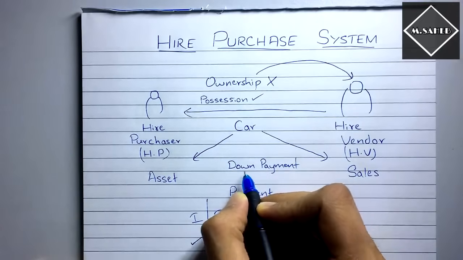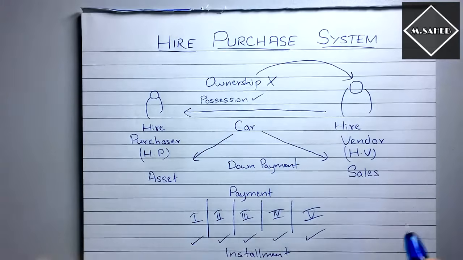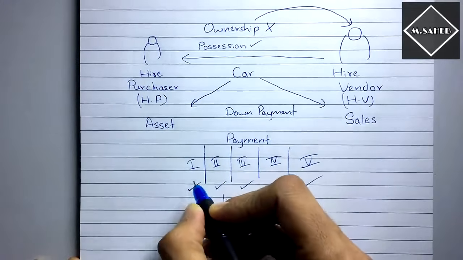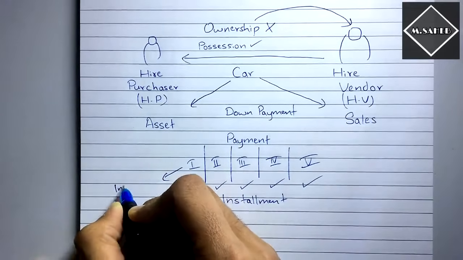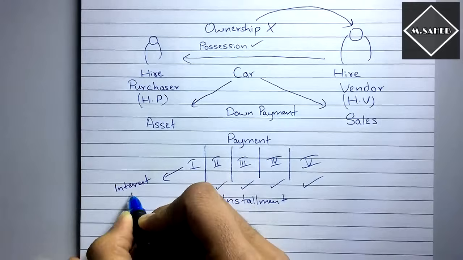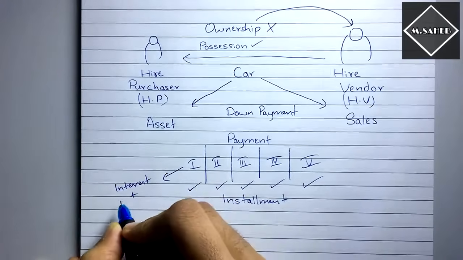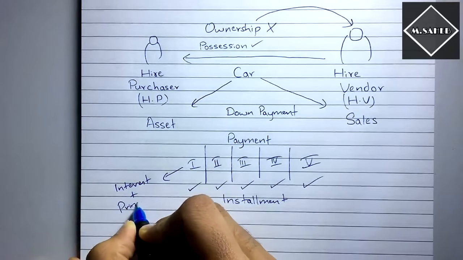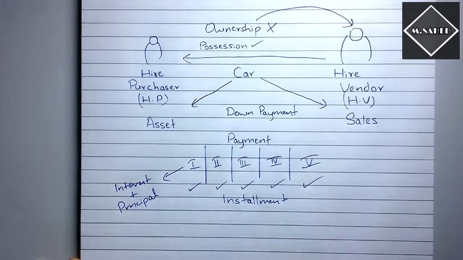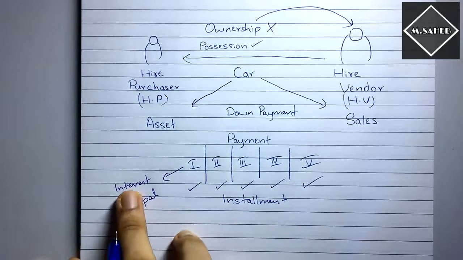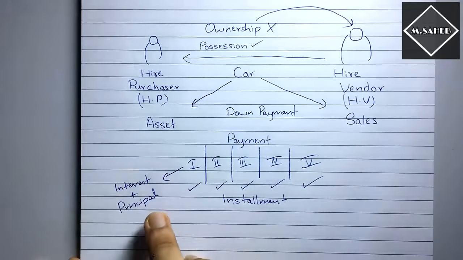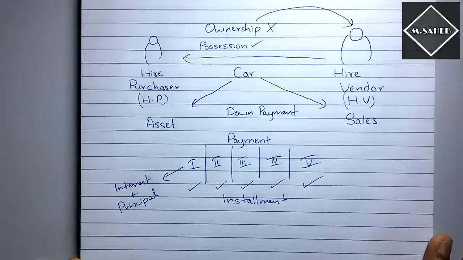Okay, it will not include any sort of interest, but here in the installment there will be interest, as well as the principal amount. The installment includes both of these things, and in this chapter we have to calculate first the interest and then the principal amount. All right, so this is the concept of hire purchase system.